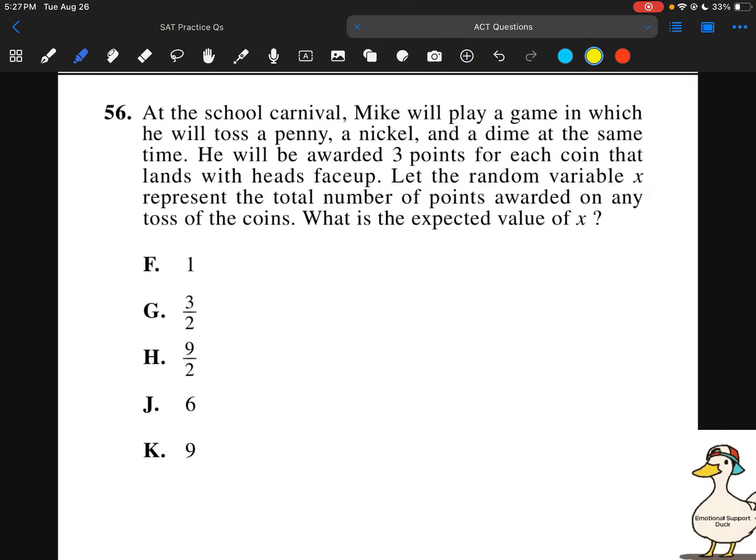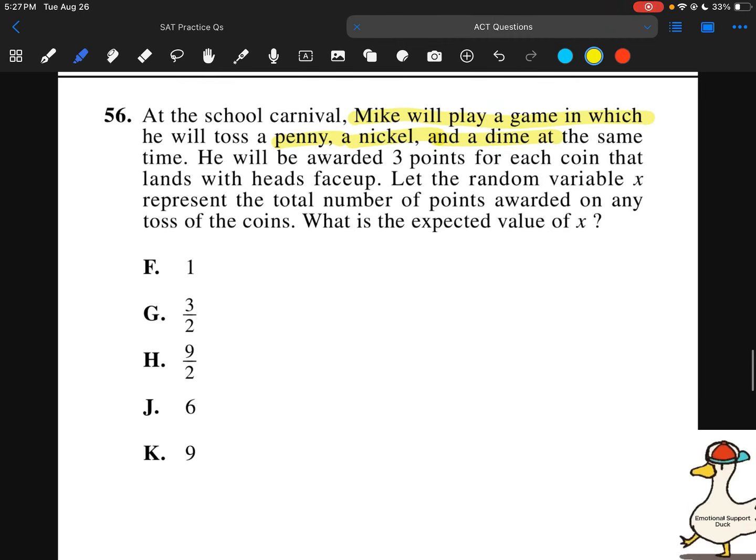So for this question, we have some kind of probability going on. We have Mike playing a game where he has to flip a penny, a nickel, and a dime at the same time, and he's trying to get heads to get 3 points for them. And so it wants to know what is the expected value of x, where x is the number of points that he will get. Okay, so let's find the expected number of points per flip.